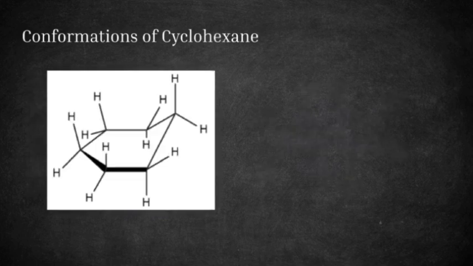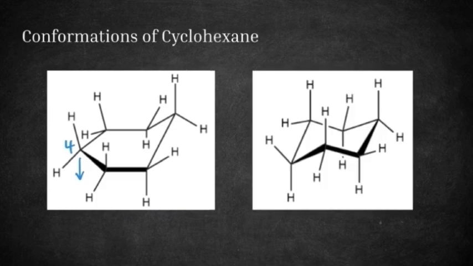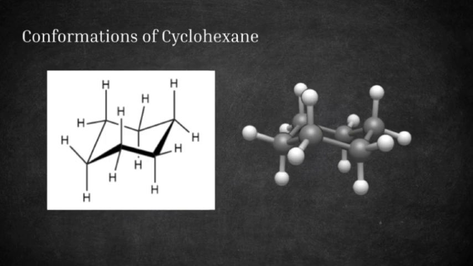Finally, returning to the half chair, if we pull down carbon 4 so that it also adopts the ideal bond angle of 109.5 degrees, we achieve the chair conformation. The chair conformation of cyclohexane is a perfectly unstrained molecule with an energy of 0 kcal per mole. For the purposes of this course, we will focus primarily on the chair conformation of cyclohexane. You will most likely not be responsible for knowing much about the boat or half-chair conformations.